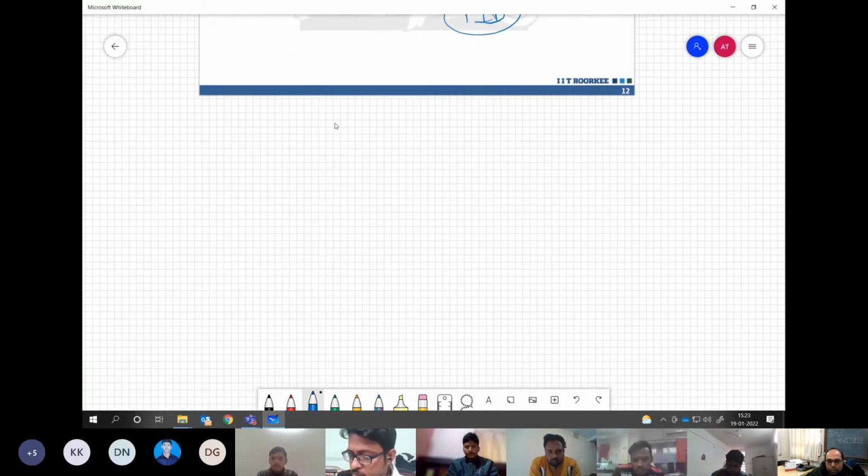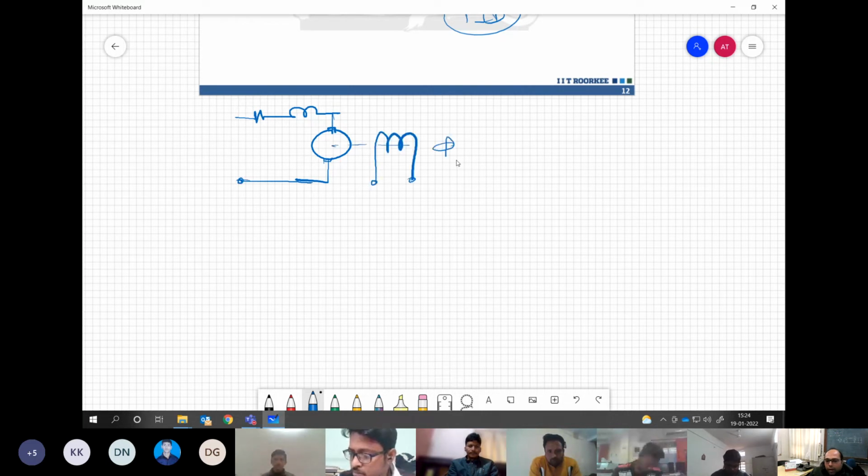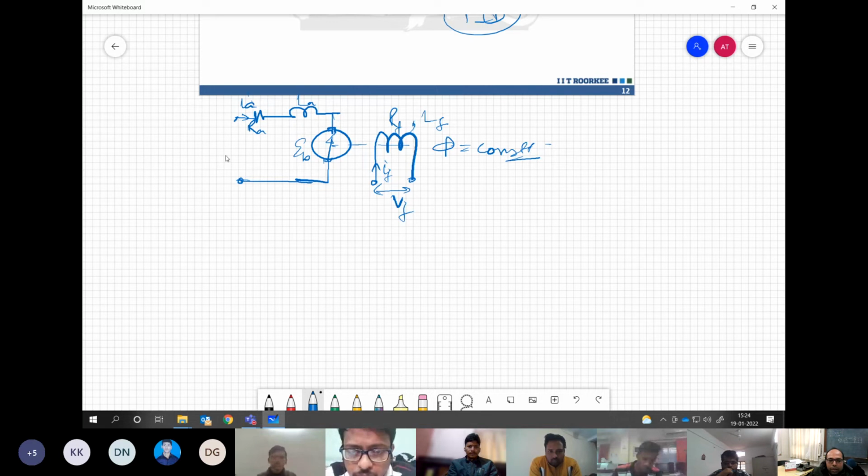So, we all know that this is the equivalent circuit for a separately excited motor where the flux is kept constant. Fine, right? No doubt in that. I'm applying some field voltage, and RF, LF are the parameters. On the armature circuit, I have RA, LA, and then it is generating some back EMF voltage when running at speed omega. So I'm applying armature voltage of VA.